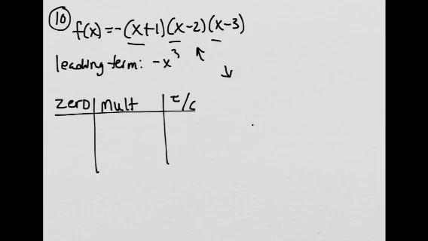Let me erase this down here. The zeros are negative 1, 2, and 3 that I get from here. Negative 1, 2, and 3. The multiplicity of each of those is 1, so that means it's odd. So all of them have a cross, cross, cross. Draw your x and y.